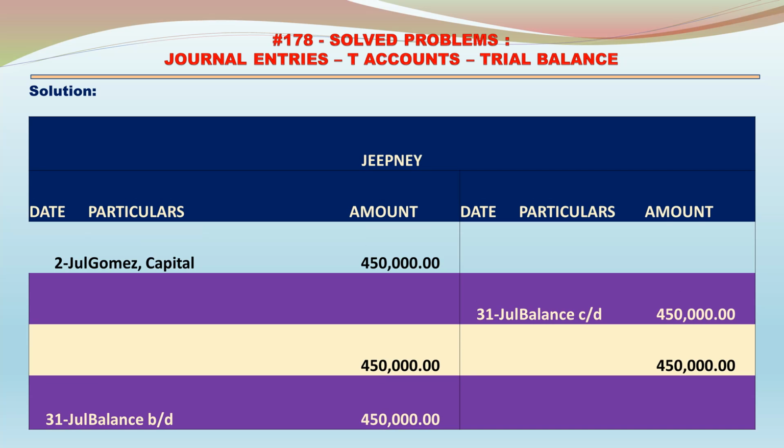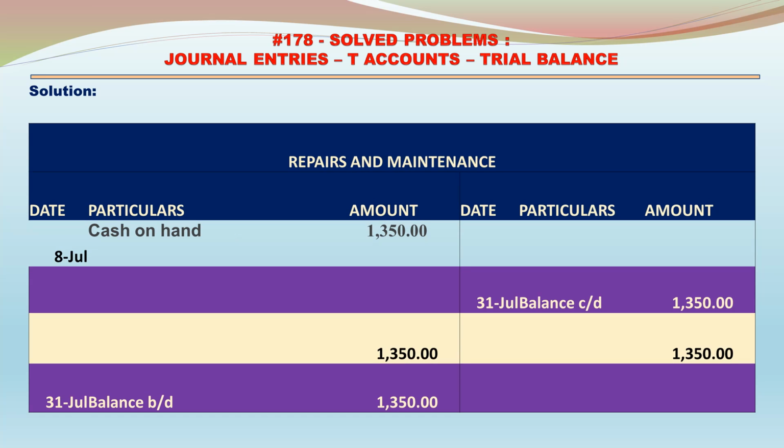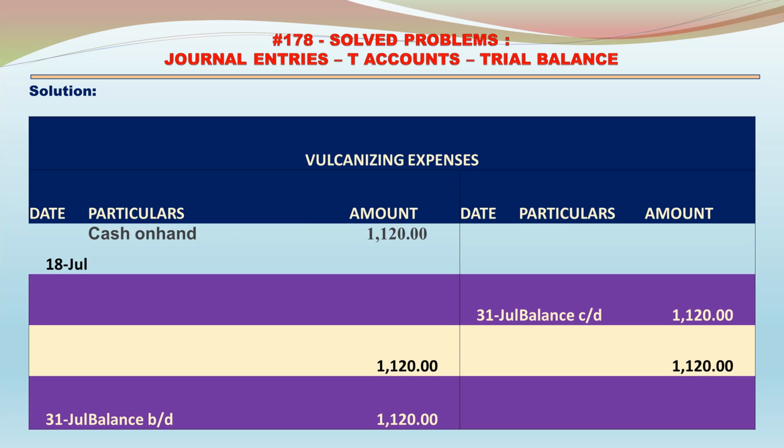Jeepney on the debit side, 2nd July Gomez Capital 450,000, balance brought down 450,000 in Jeepney account. Jeep supplies expense on the debit side, accounts payable 3,880, balance brought down 3,880 in the Jeep supplies expense account. Repairs and maintenance, 8th July cash on hand 1,350 debit, balance brought down 1,350 debit in the repairs and maintenance account. Vulcanizing expenses on the debit side, 18th July cash on hand 1,120, balance brought down 1,120 debit in the vulcanizing expenses account.